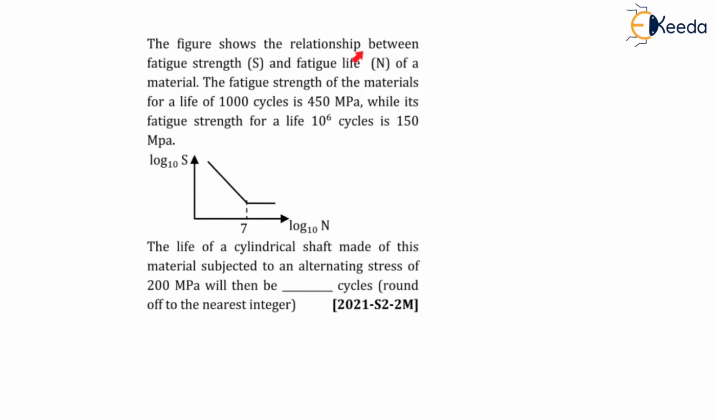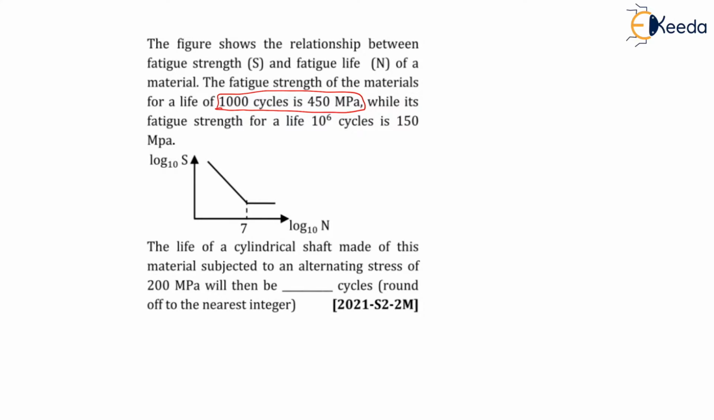The figure shows the relationship between fatigue strength S_f and fatigue life N for a material. Here the figure is given: on the y-axis, log to the base 10 of fatigue strength S_f is given, and on the x-axis, log to the base 10 of N, that is fatigue life in number of cycles, is given. The fatigue strength of a material for a life of 1000 cycles is 450 MPa. Here they have mentioned that for 1000 cycles the strength is 450 MPa.